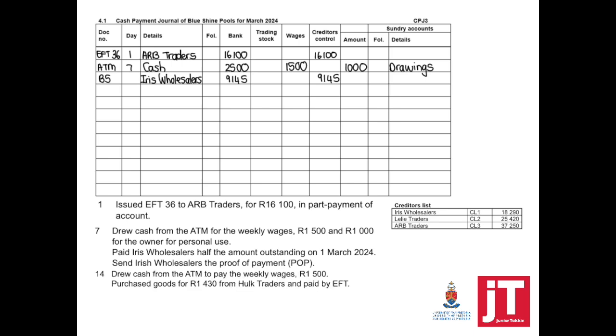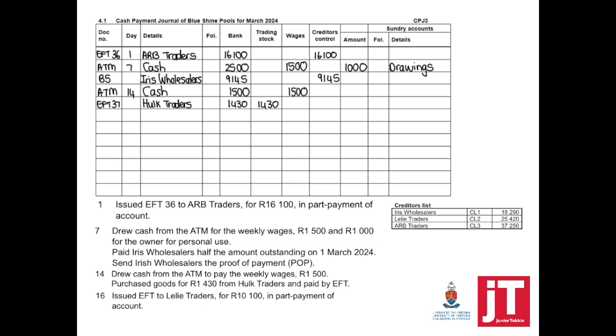Day 14. Drew cash from the ATM to pay the weekly wages, 1,500. Purchase goods for 1,450 from Hulk Traders and paid by EFT. So again, 2 transactions on the same day. First of all, money was drawn from the ATM, cash for the weekly wages. The second part of this transaction, paid by EFT, means that my source document is EFT, now it's number 37. From who did we purchase? Hulk Traders. For how much? 1,450. And goods are shown as trading stock.